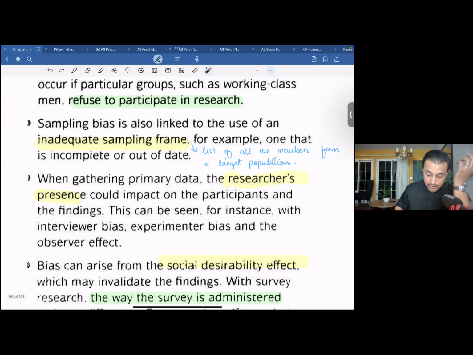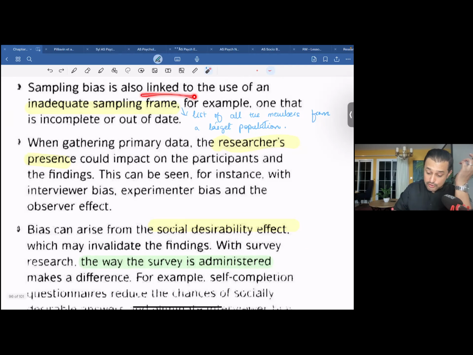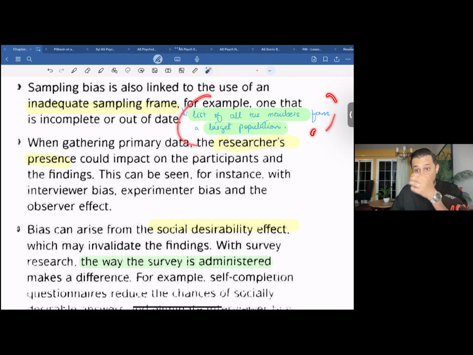Another, fourth category over here: sampling bias is also linked to the use of an inadequate sampling frame. Now, for this, we need to know what a sampling frame is. A sampling frame is the list of your entire target population, right? If you want to conduct research on sociology students who'd be appearing for the paper in May, June 2024 from Karachi, let's just say, the entire list of those participants, we refer to as a sampling frame, right?